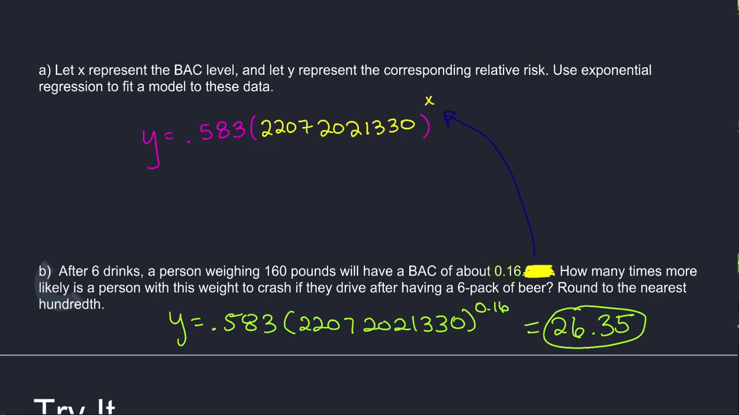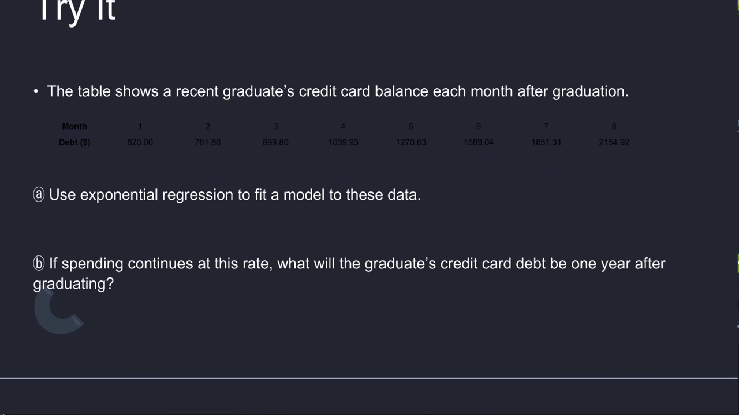All right, so moving on, you guys, and I apologize for how dark this table is, but hopefully you can see it well enough. So pause the video and then put this data into your calculator and then unpause, and we will find the exponential regression, and we will figure out if the spending continues at this rate, what will the graduate credit card debt be 1 year after graduating? Okay, so pause the video, and then when you come back, we will go over the answer.